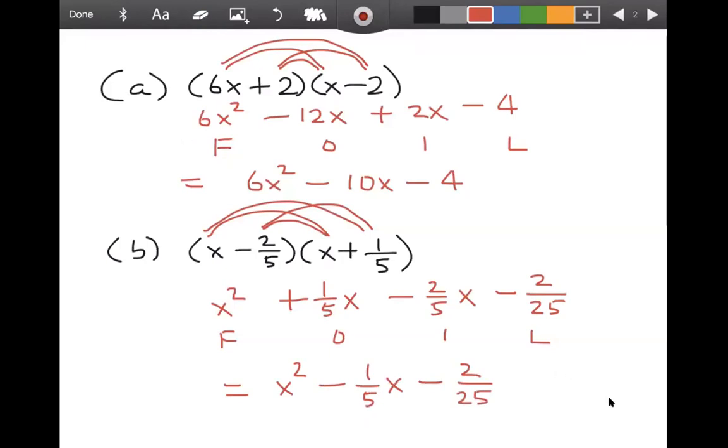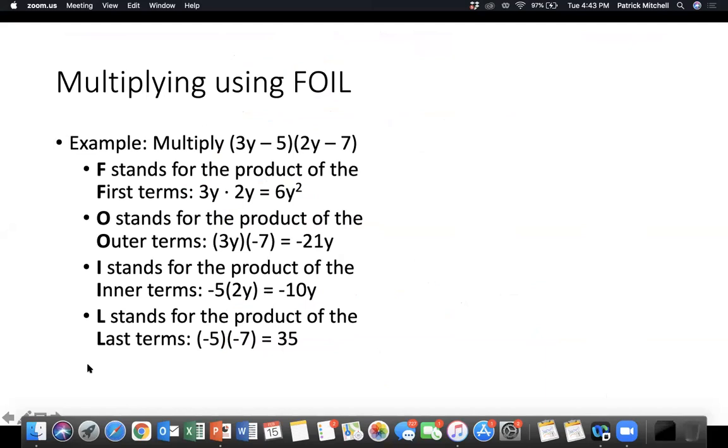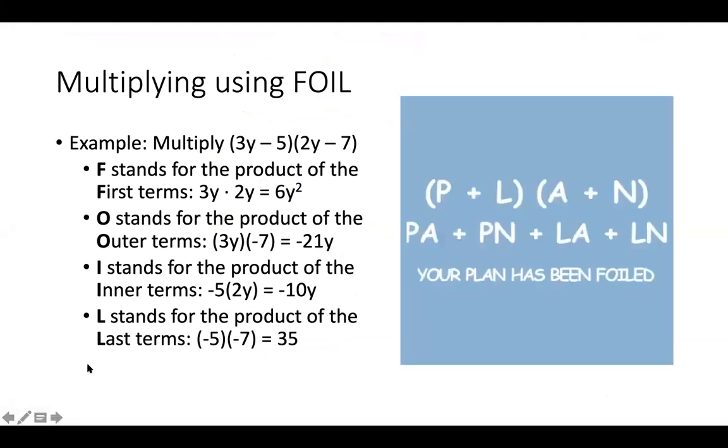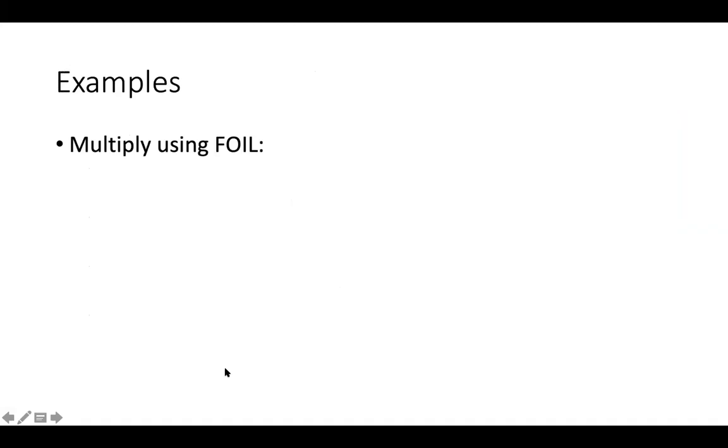All right, so back to the presentation. We're going to start looking at our so-called special products. Oh, and this is a silly little math joke. So you have the binomial P plus L times A plus N. Your plan has been foiled. I have that on a t-shirt because of course I do.